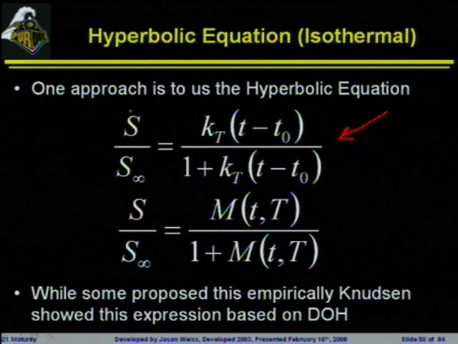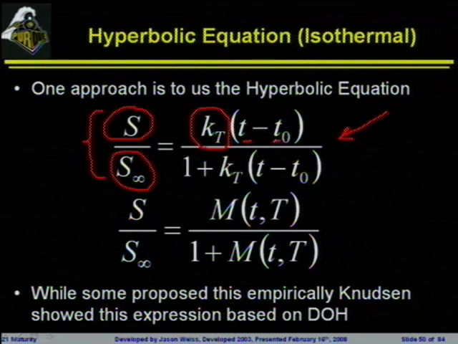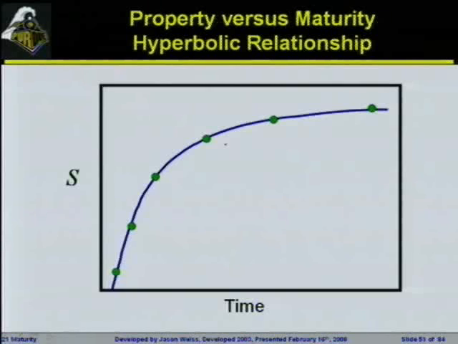The basic idea here is you've got the strength at any time divided by the infinite strength. So this is a number that is going to be a ratio between 0 and 1. The strength at any time versus the strength that you can get to at some long-term time is going to be related to this hyperbolic equation, which gives you the rate constant that we talked about last time, and the difference in time, typically normalized to T0. T0 in this case is the time of set that we would normally be talking about. So you can use this hyperbolic equation to describe what we're doing.